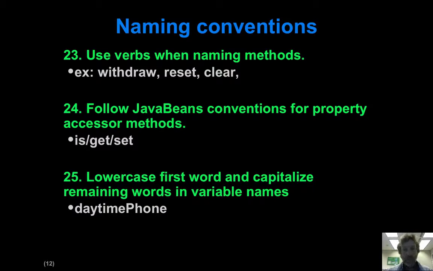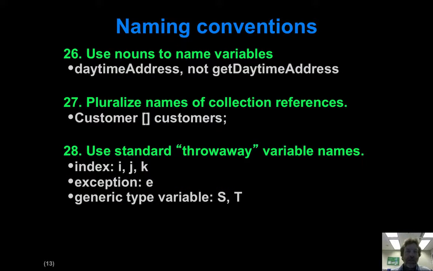Variable names, you lowercase the first word, uppercase the remaining ones, so dayTime is one word in this particular instance. Okay, for names, we want to use nouns for variables. When we have collections, we want to pluralize them. So you can see here's an array of customers, so that would be pluralized.